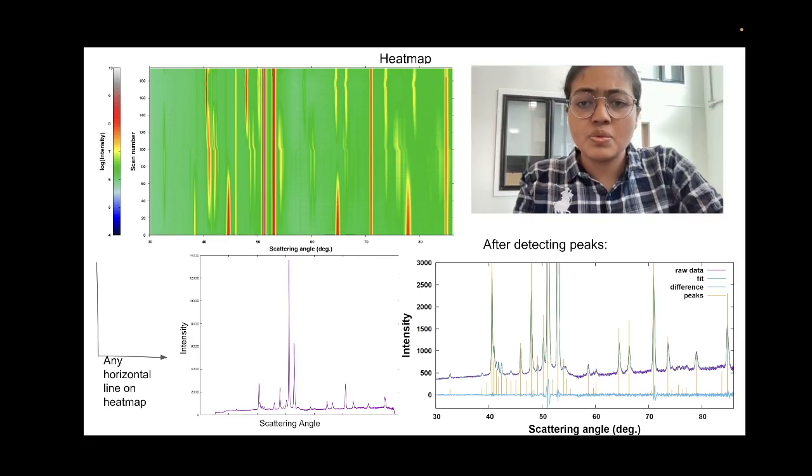So in summary, we are trying to resolve the bottleneck present in the data processing to significantly reduce the time and manual effort required for indexing electrochemical phases with the help of automation.